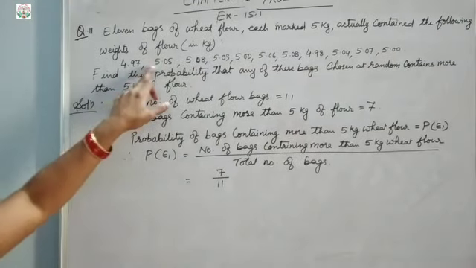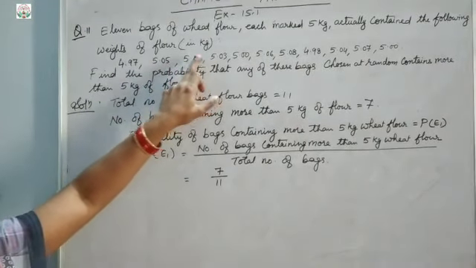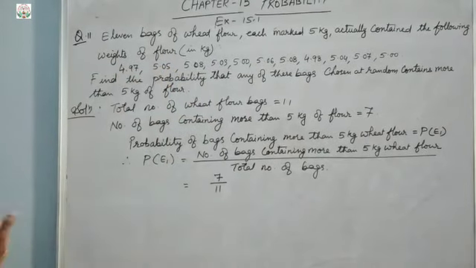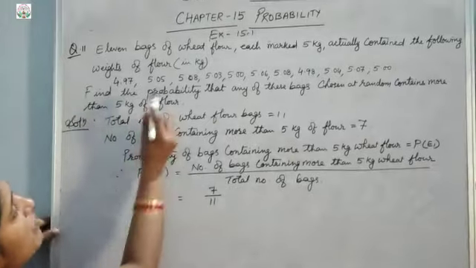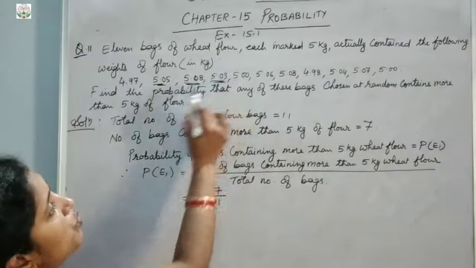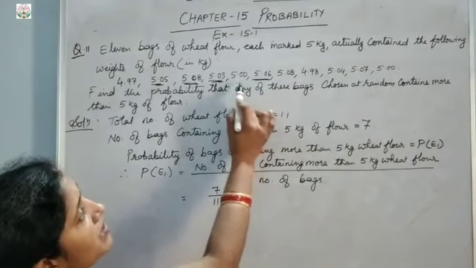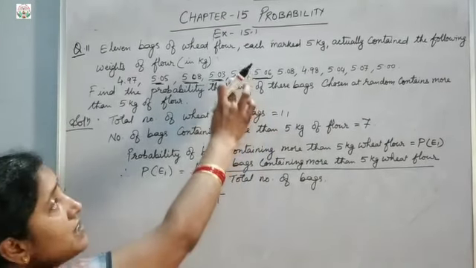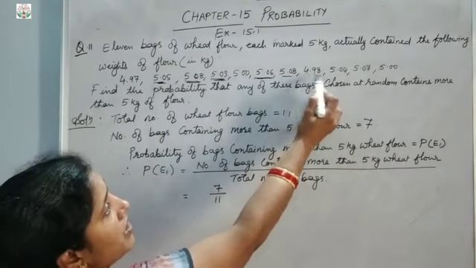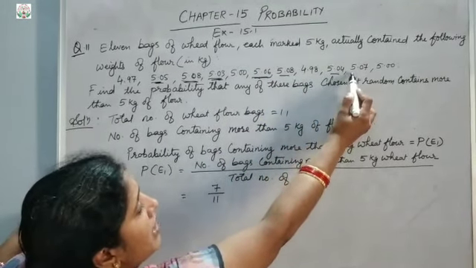You have to see every bag and see how many bags are having more than 5 kg. Here you can see this particular one is more than 5 kg. This is more than 5. This is more than 5. This is more than 5. This is exactly 5, so we will not take this. Okay. This is more than 5. This is more than 5. And this is more than 5 and this is more than 5.